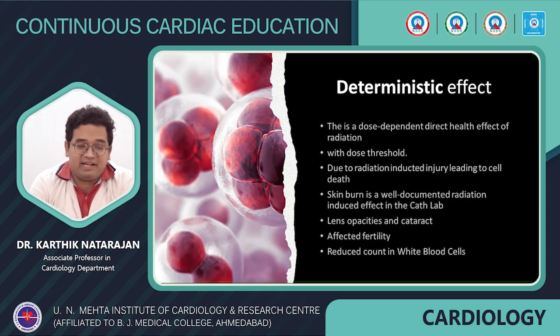Whereas deterministic effect is directly proportional to the amount of radiation which you receive. There is a dose threshold, and it is basically because of radiation-induced cell death. And the most important is a skin burn, which is a well-documented radiation-induced effect in the CATHLAB. Lens opacities and cataract, affected fertility, and reduced count in the WBCs are all deterministic effects.